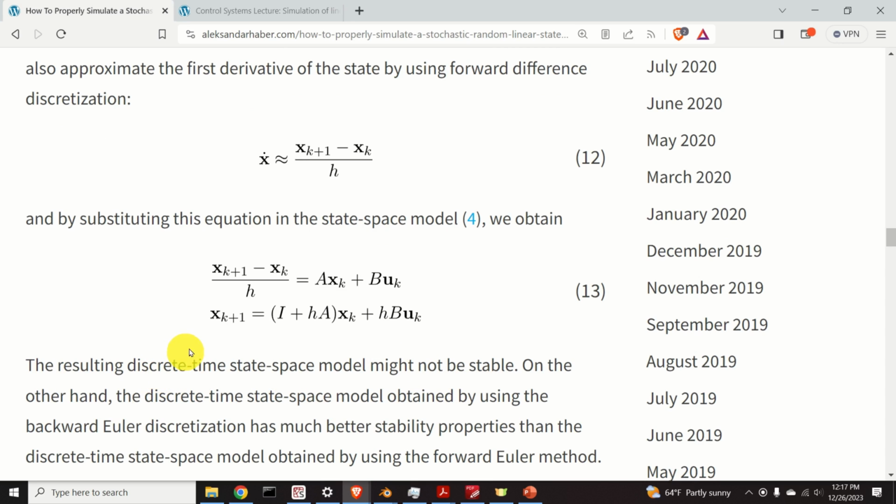However, the resulting discrete time state space model given by this equation might not be stable. On the other hand, the discretized state space model obtained by using the backward Euler discretization method has much better stability properties than this state space model obtained by using the forward Euler method. And that's the main reason why we are using the backward Euler method. To summarize, we use the backward Euler method to ensure the stability of the discretized state space model.